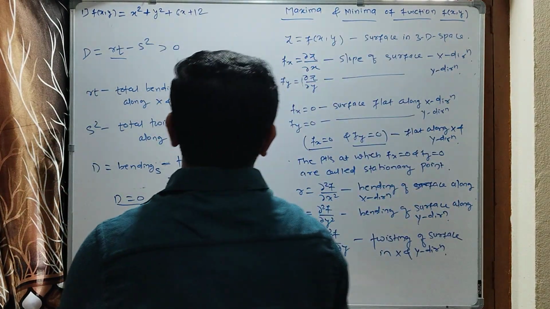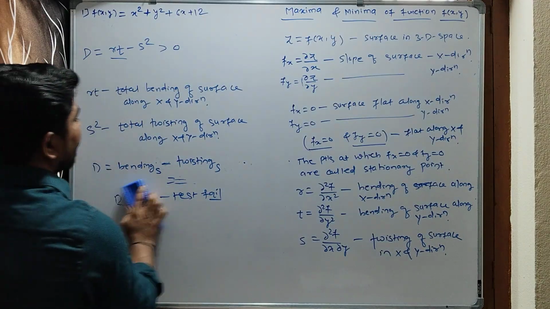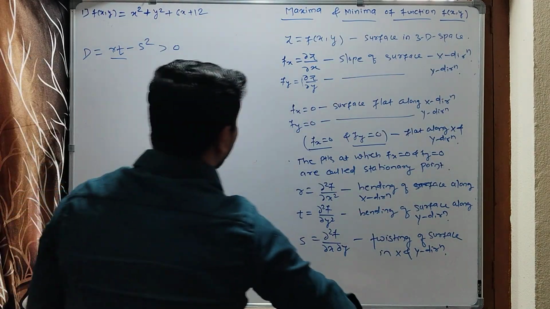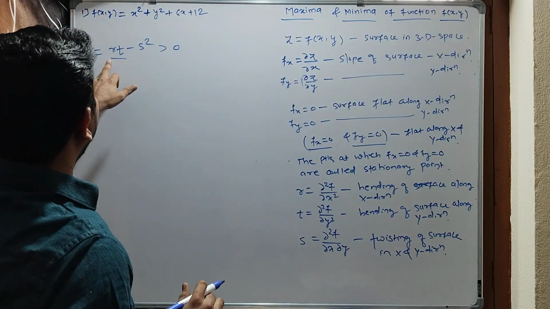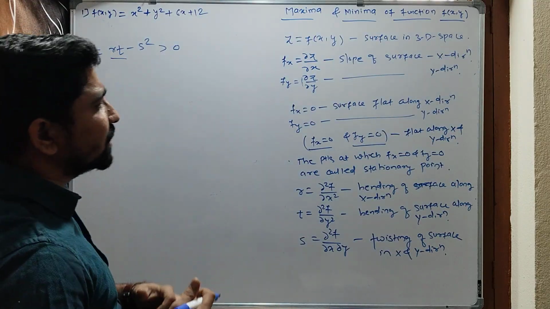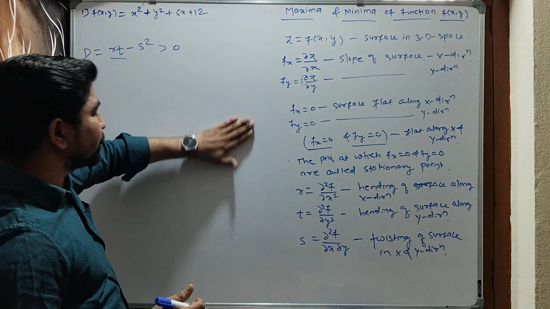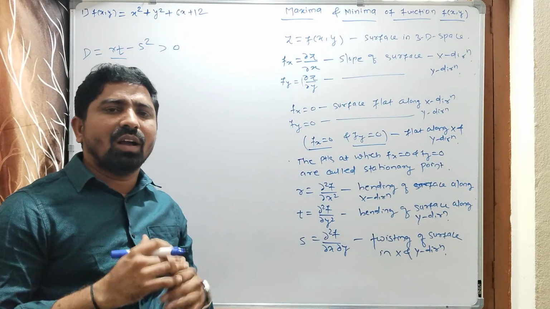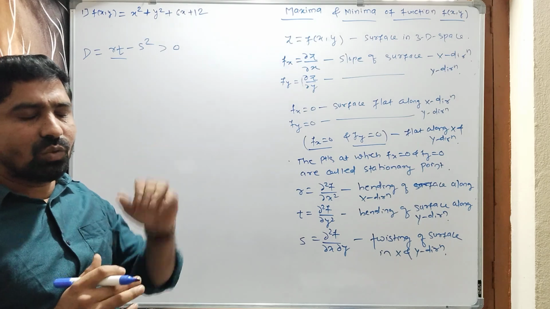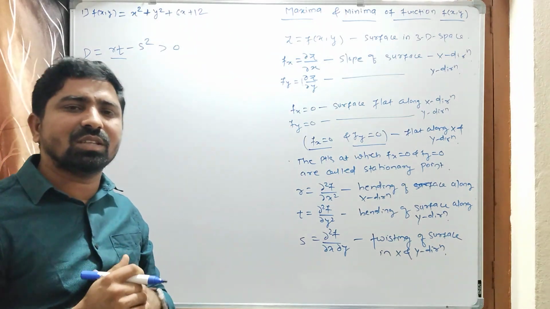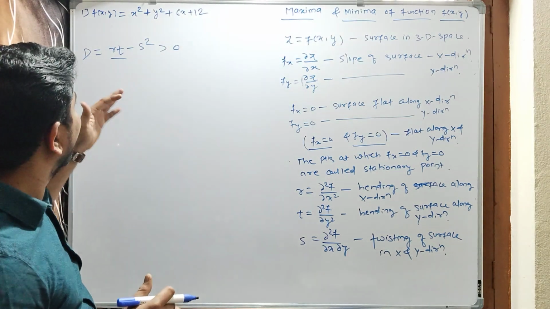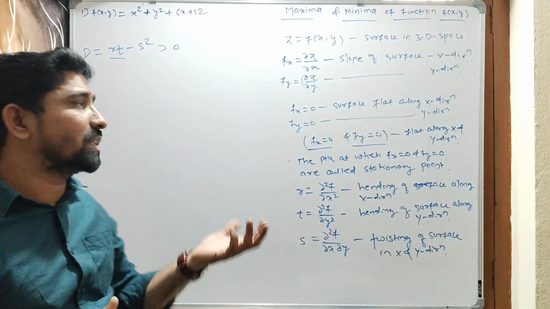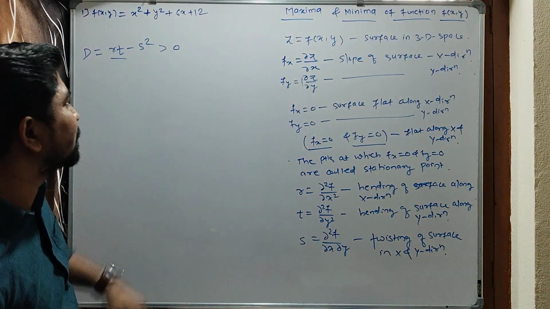Now I will explain. This is the bending and twisting. Now I will explain when your function has maxima and minima. So this is my rt minus s square greater than 0. This indicates that my surface bends either in the downward direction or in the upward direction.